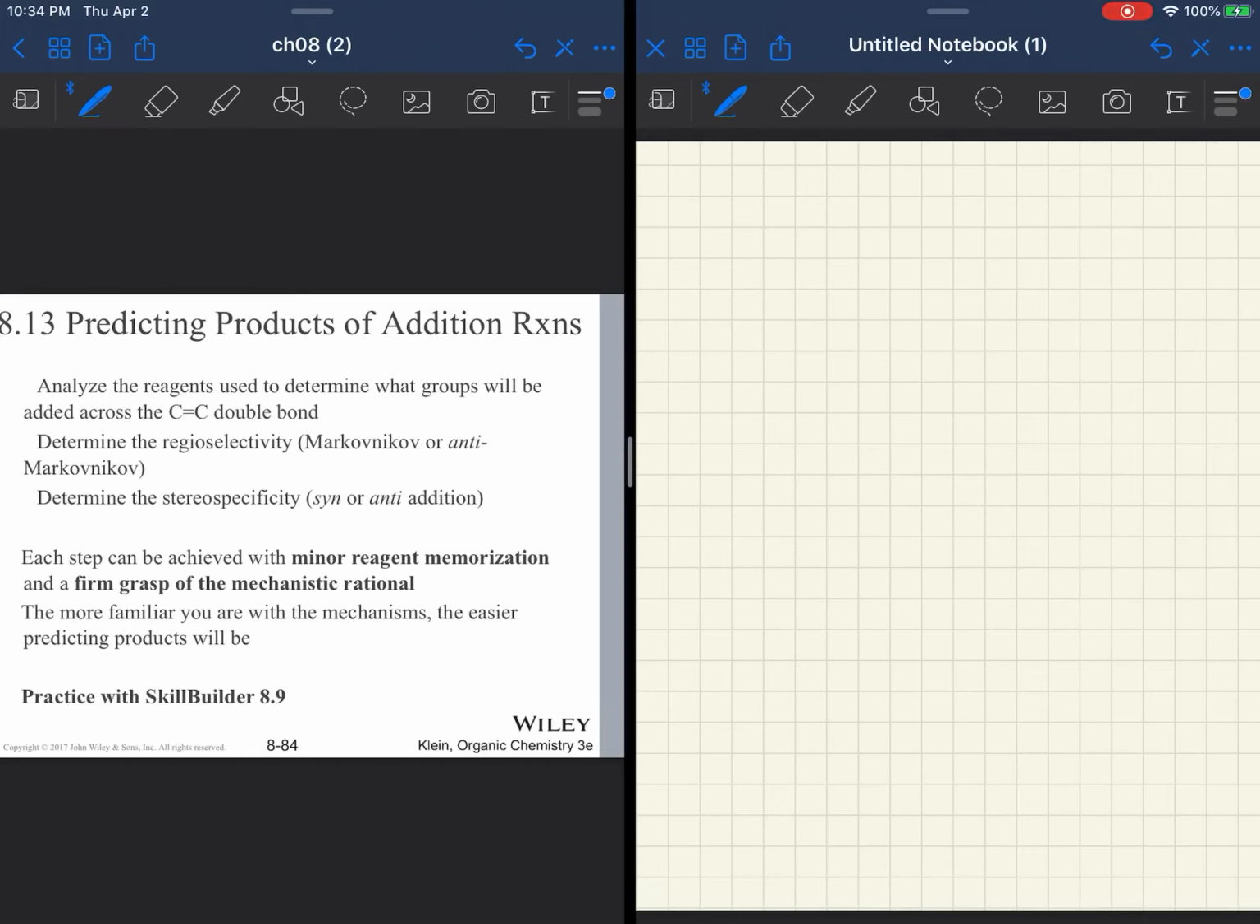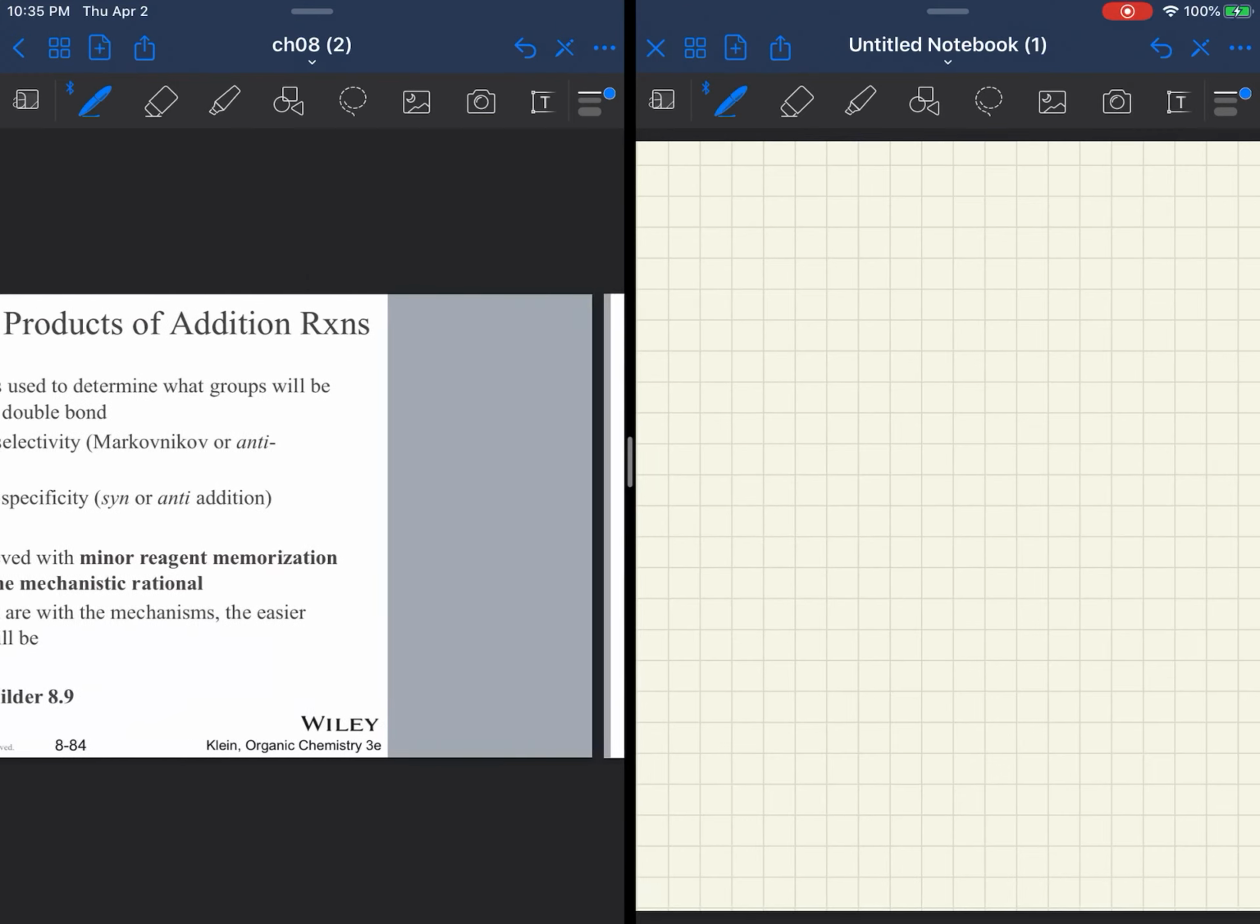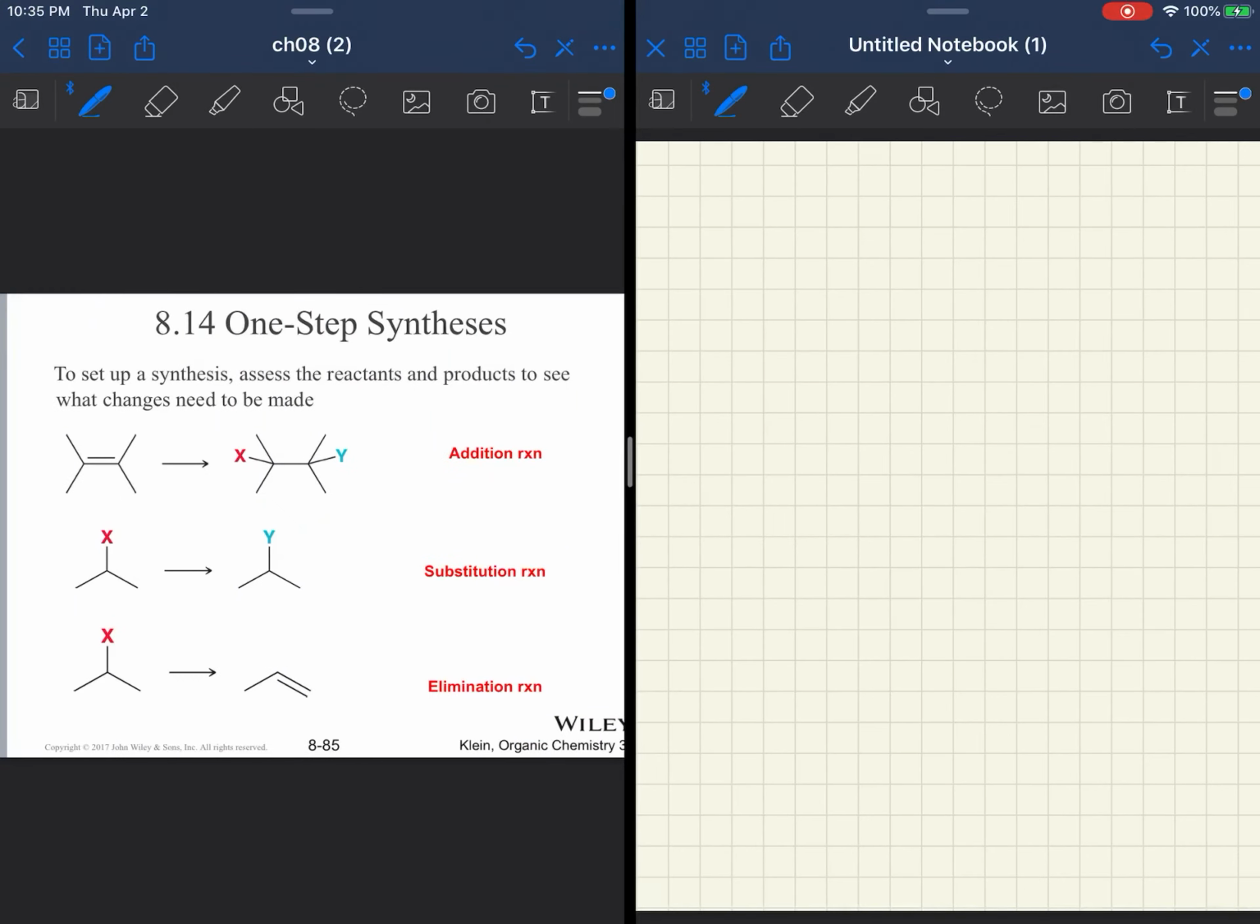We're going to finish up with part 5 of chapter 8. When you go into section 13, you see something fairly common with Klein, and that is just some strategy. I'm not going to talk through all of that. That's helpful for you as you are starting to solve problems. And so I want to move over to section 14.